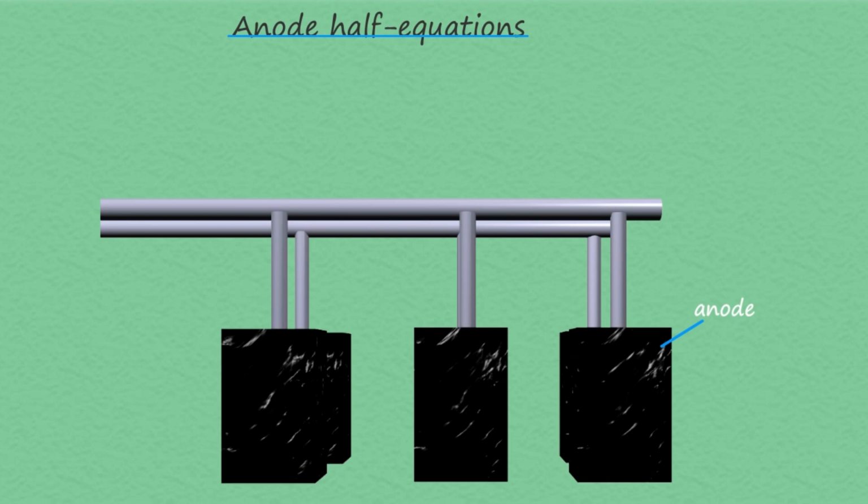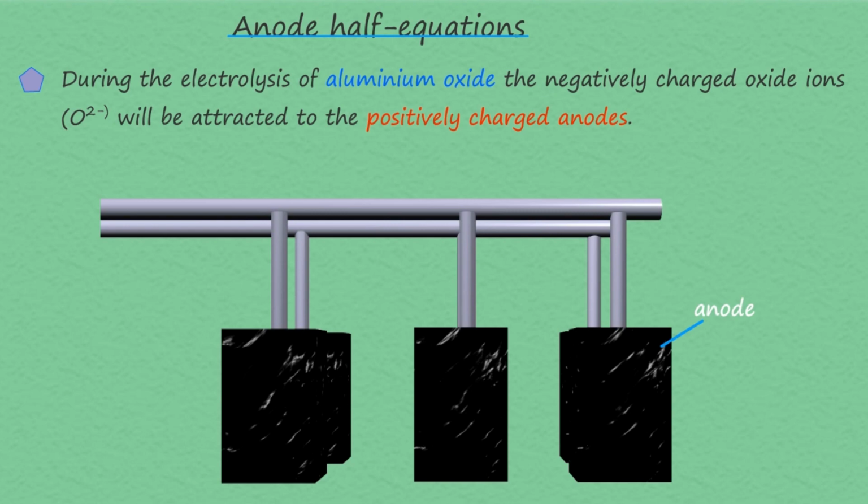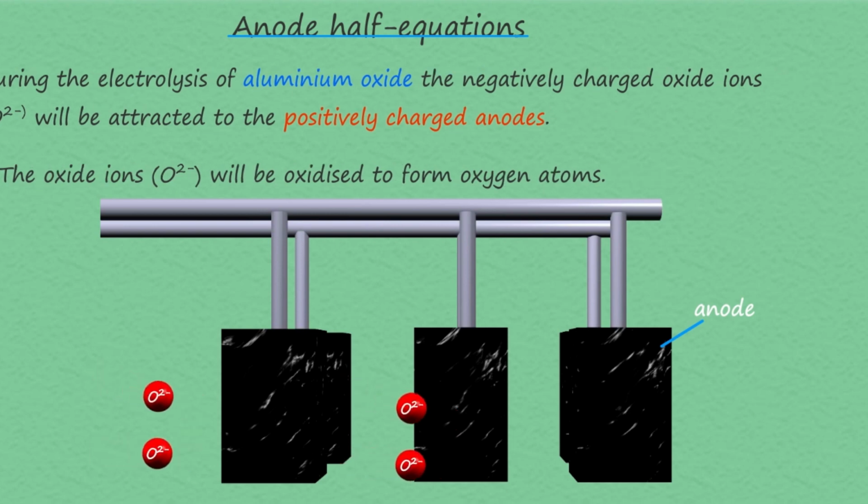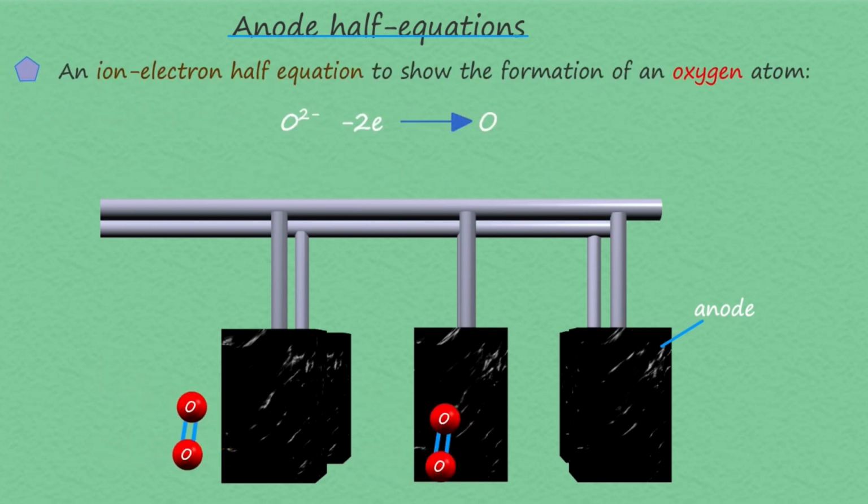The image shown on screen shows the positively charged anodes. During the electrolysis of the aluminium oxide, the negatively charged oxide ions present in the electrolyte will be attracted to the positively charged anodes, where they will be oxidized to form oxygen atoms. That is, each oxide ion will lose 2 electrons on the surface of the anodes to form oxygen atoms. Now since each oxide ion has a 2- charge, it will lose 2 electrons when it forms an oxygen atom. An ion-electron half equation for this oxidation reaction is shown.